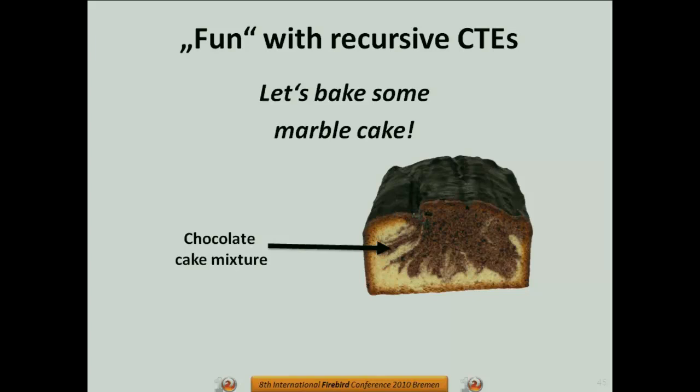Basically, it consists of two cake mixtures. You have the dark one with the chocolate, and you have the light one with the vanilla flavor. But both are actually the same recipe. It's just one part of the recipe gets chocolate added, and the other one gets vanilla added. So you have one recipe that's referenced in two sub-recipes.